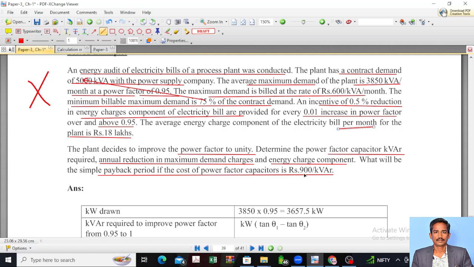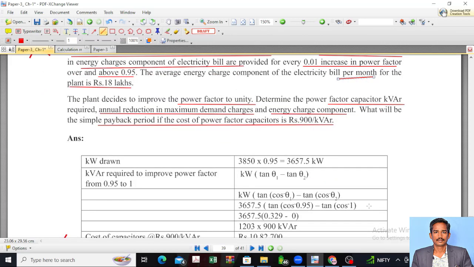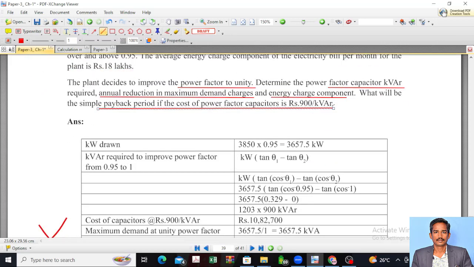For the capacitor, this is the data given: 900 rupees per kVAR. Then we are going to see the remaining part. They are spending the money, then what are the cost savings? Finally, they need to calculate how long it will take to recover that investment amount. This is a simple calculation.